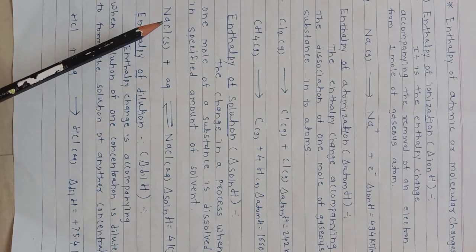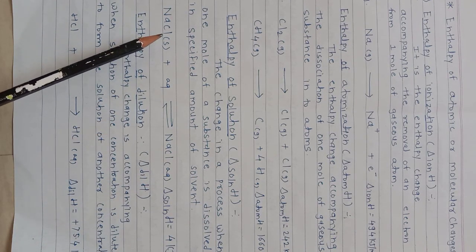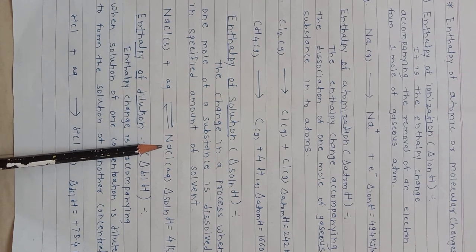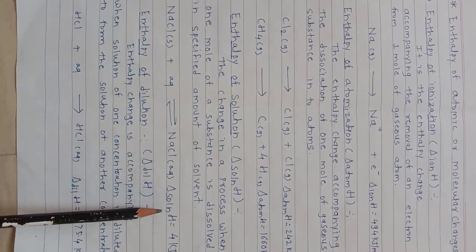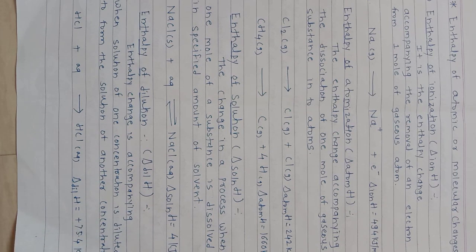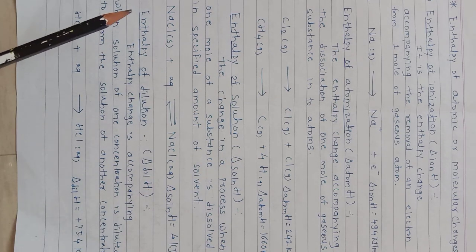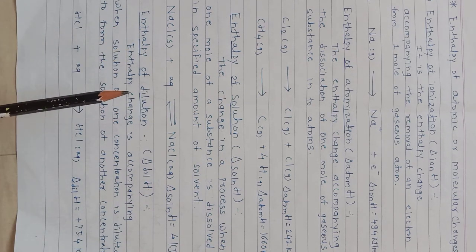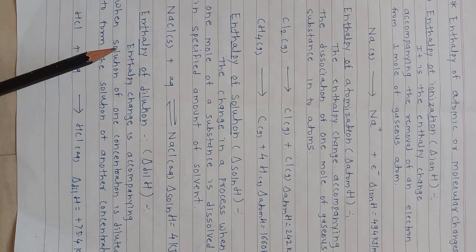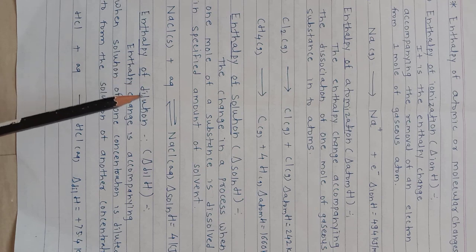For example, if NaCl, that is common table salt, is dissolved in water to form aqueous solution of NaCl, delta solution H is 4 kJ per mole. This enthalpy change, 4 kJ per mole, is nothing but the enthalpy of solution. Last one, enthalpy of dilution. Dilution means, for example, a concentrated solution is converted into a dilute one by addition of water. This is the dilution process. That is, concentrated HCl is diluted by adding water. This enthalpy change is nothing but the enthalpy of dilution.